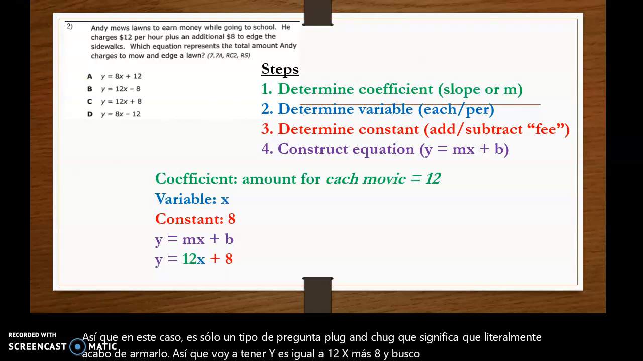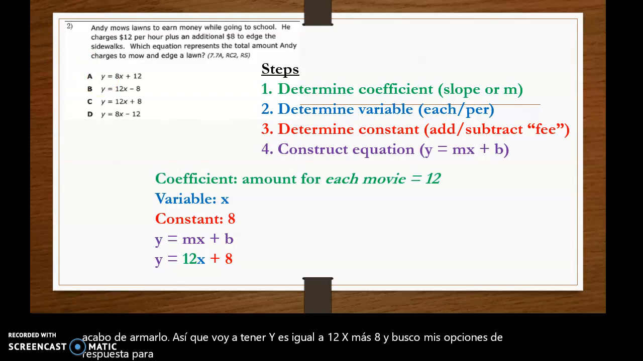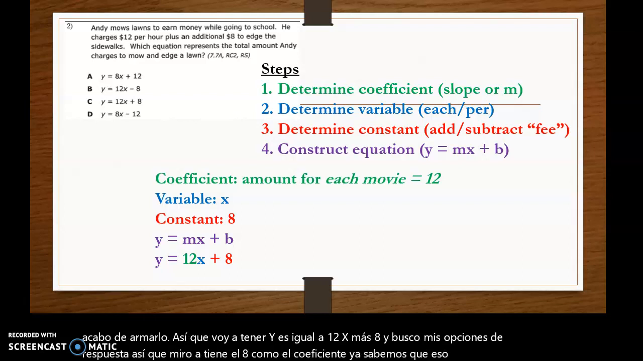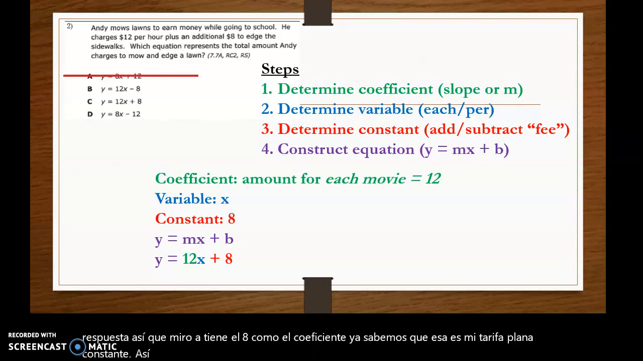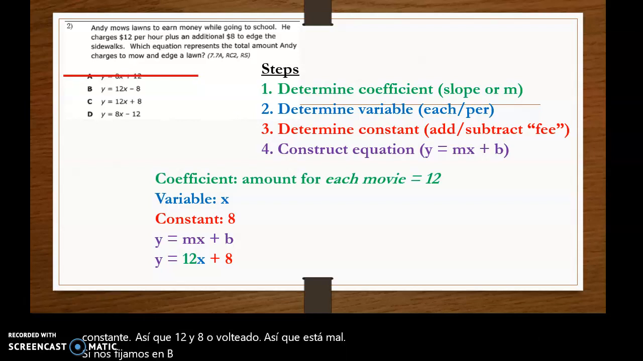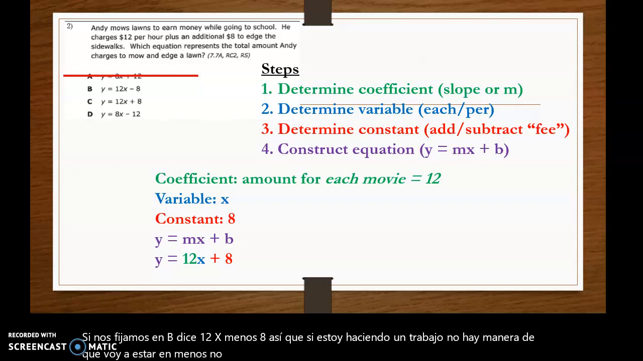Okay, so I look at A, has the 8 as the coefficient. We already know that that's my constant, my flat fee, so 12 and 8 are flipped, so A is wrong. If we look at B, it says 12x minus 8. Okay, so if I'm doing a job, there is no way I'm going to be in the minus. I'm not giving money to anybody, right? So that cannot be the answer. We're not going to lose $8.